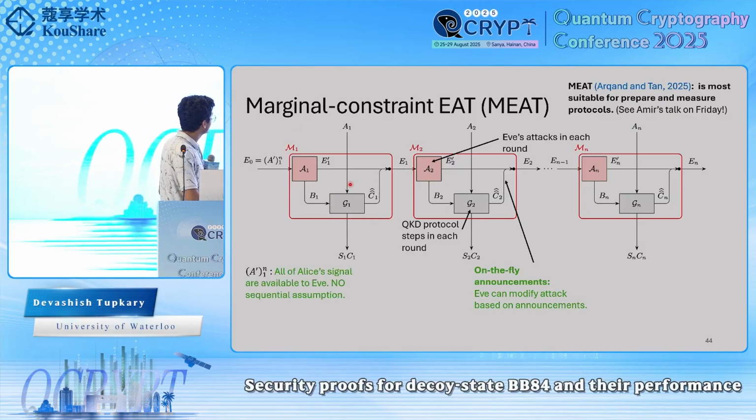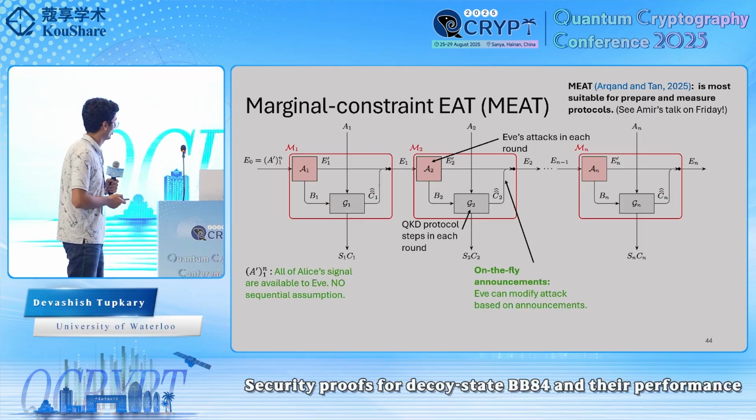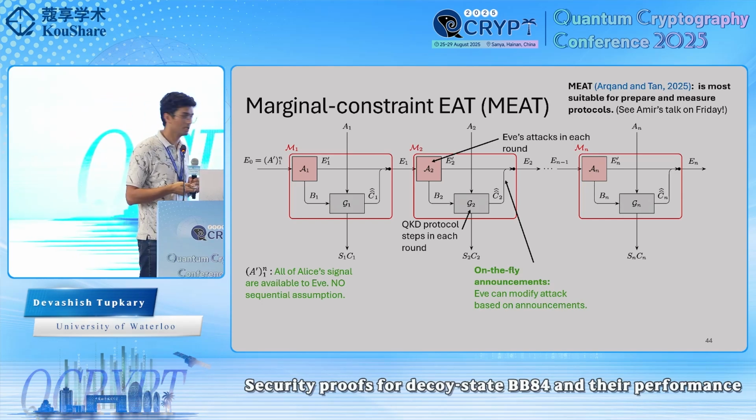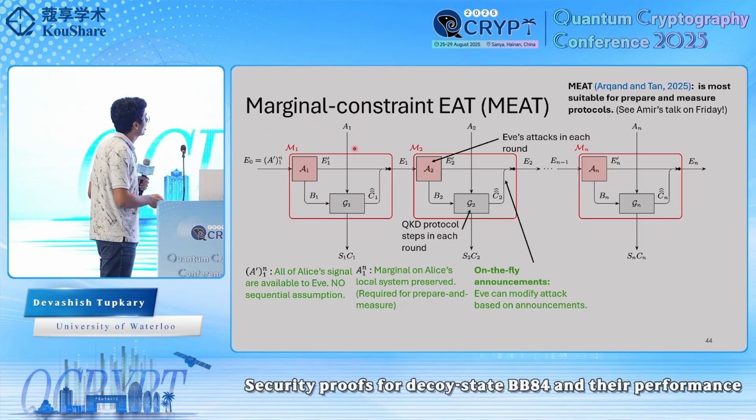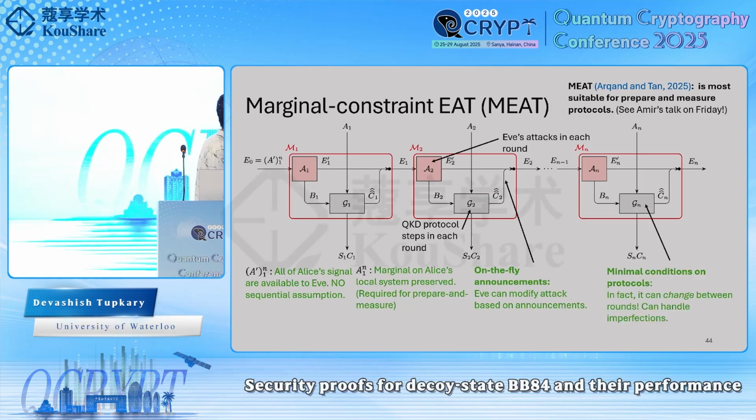We start this thing off with Eve holding all of Alice's signals. So there are no sequential assumptions whatsoever, which was a big problem in the earlier generalized EAT approach. Eve does not touch the A systems at all, and so the promise or the marginal constraint on A is preserved, so it works for prepare and measure.